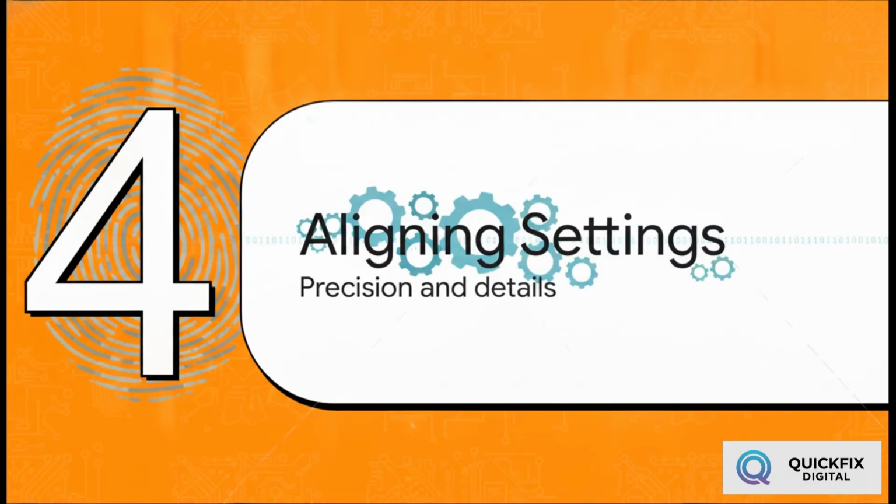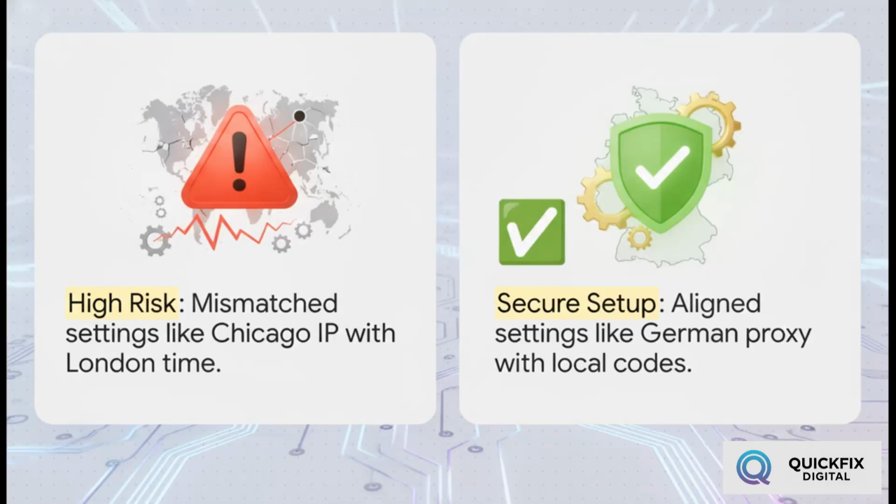Now for section 4, aligning fingerprints and settings. Having the isolation architecture is step 1, right? But dialing in the precision nuances is what actually makes the whole thing foolproof. A super common mistake is failing to align your local parameters. Think about the risk of mismatched settings.